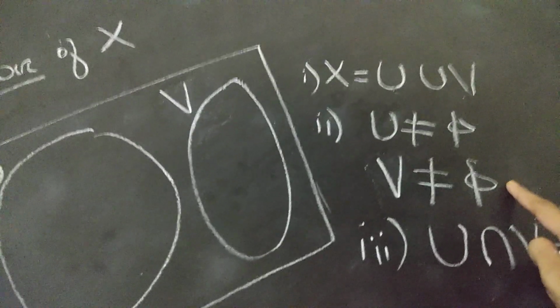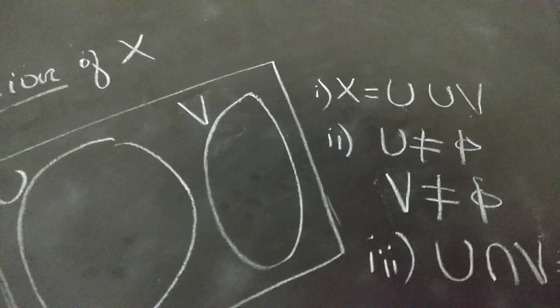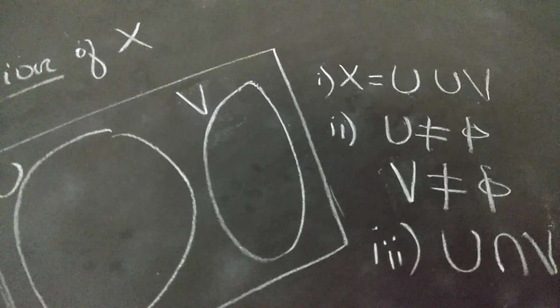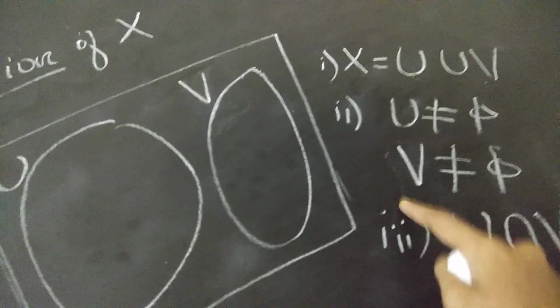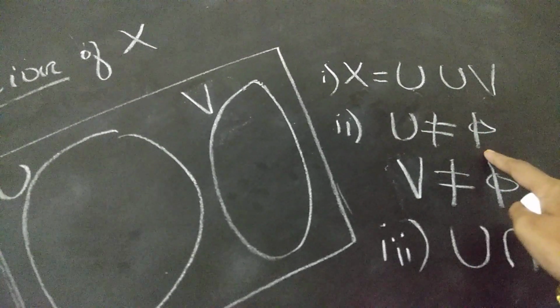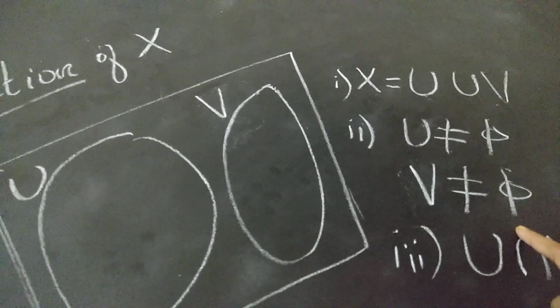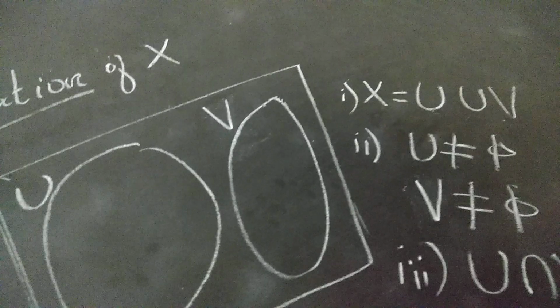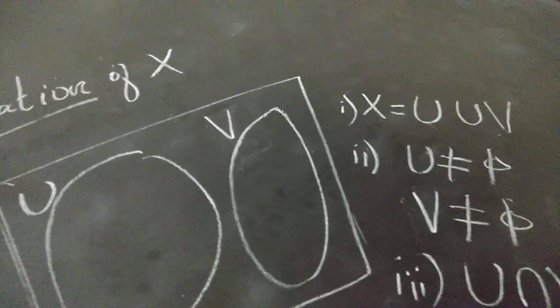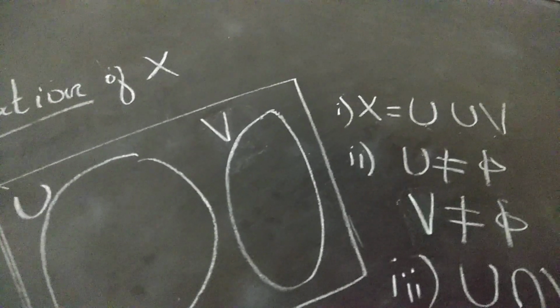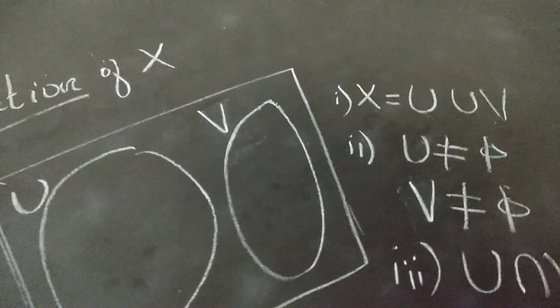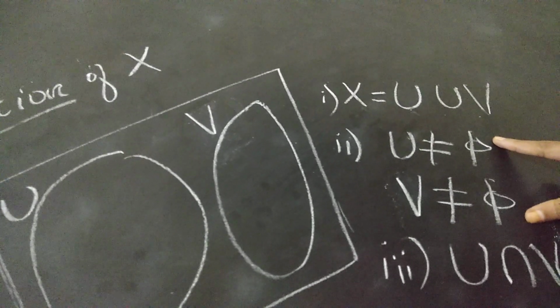This is the second condition. Here you have two disjoint open subsets of X, right? They are U and V. The U should not be empty and V also should not be empty. There should be some elements, okay? It should not be empty. It should have some elements. That is the meaning you will come to know from this point.